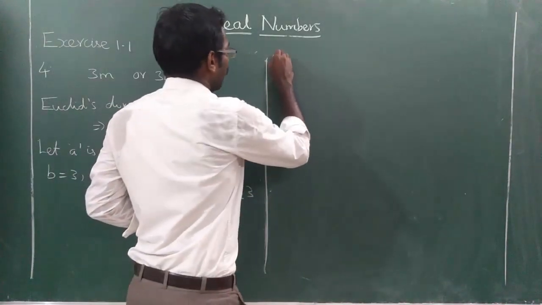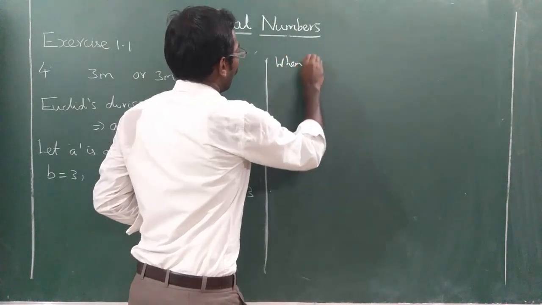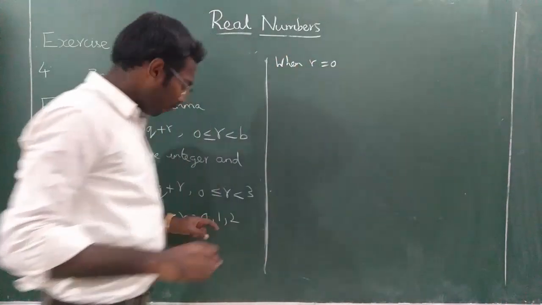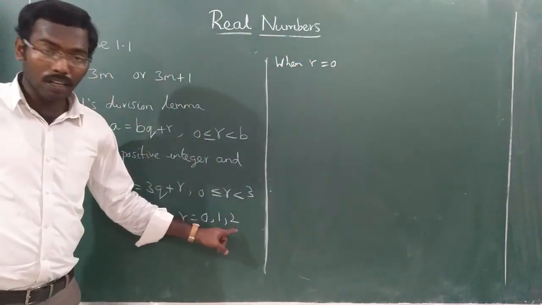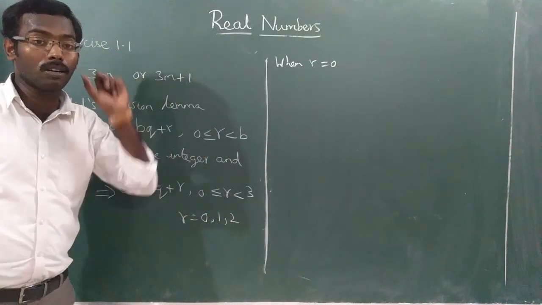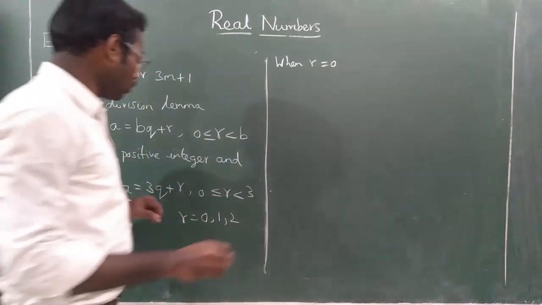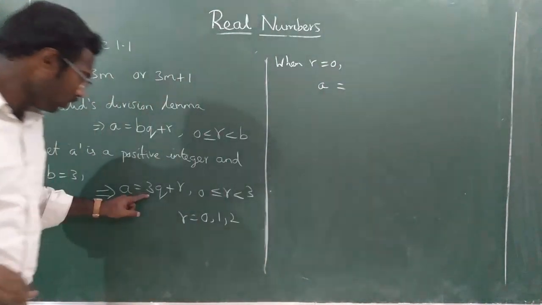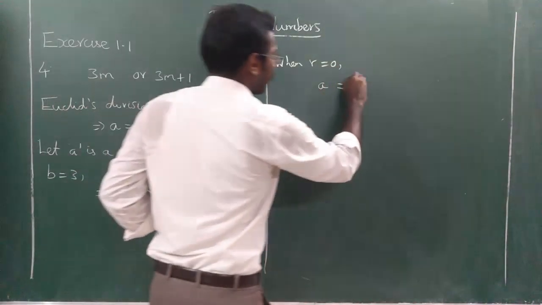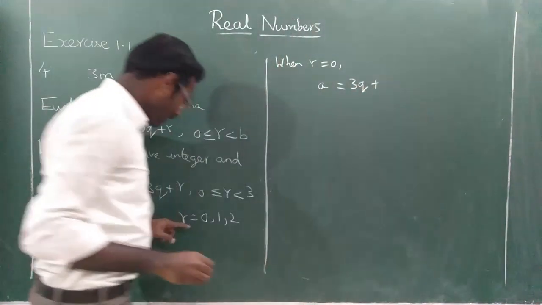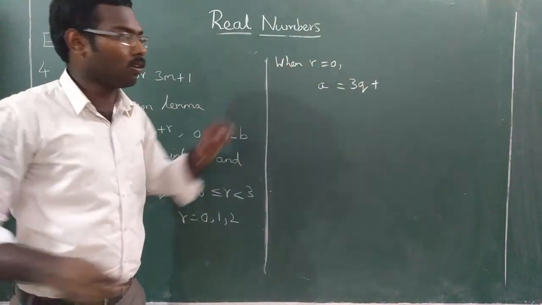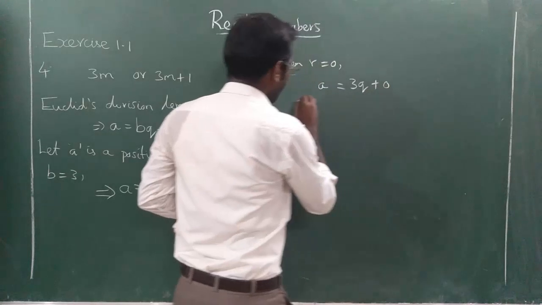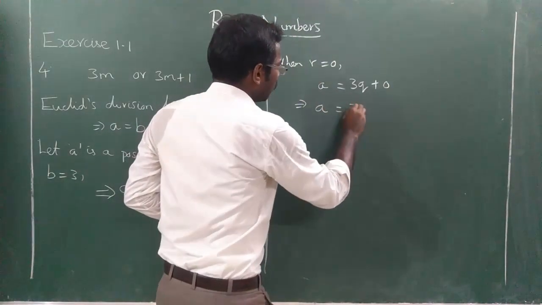First, let us take R is equal to 0, 1, 2. So first let us take R is equal to 0. When R is equal to 0, what is the A value? The A value is equal to 3q plus, what is the R value? The R value is 0. 3q plus 0 gives A is equal to 3q.